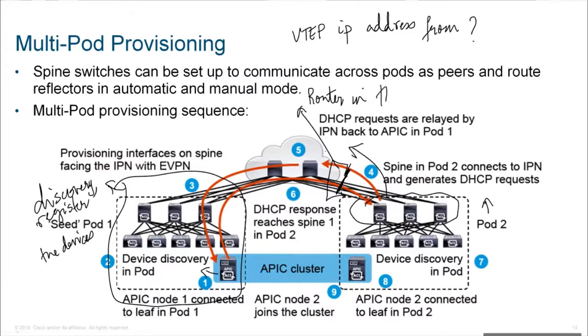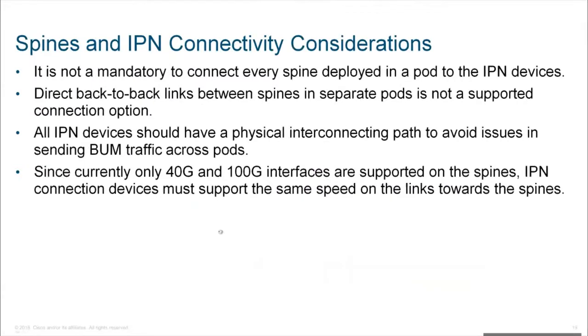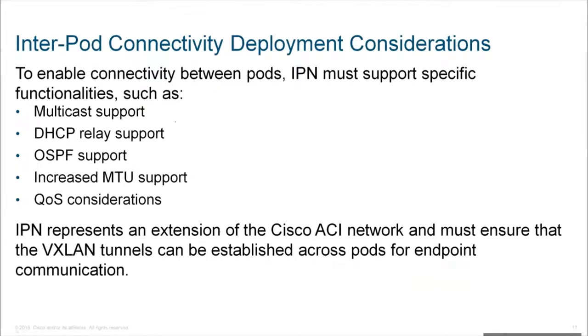in the inter-pod network. This should be configured with DHCP relay so it can relay that request. Remember, DHCP requests are always broadcast. They do not pass through, so we need DHCP relay. It should be able to relay that request through. That's the reason they've said you need DHCP relay support for inter-pod.